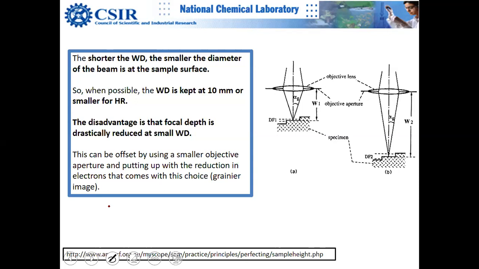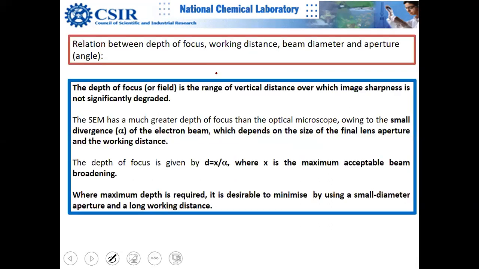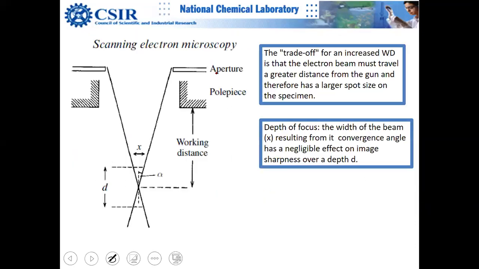It is known that the shorter the working distance, the smaller the diameter of the beam. That means better resolution, smaller spot size. The disadvantage is that focal depth is drastically reduced. It's not a disadvantage, sometimes you actually want to look at just a smaller area, a smaller depth. So it's not a disadvantage, but for some people it may be. So you can read about it. I'm not going to go through this.